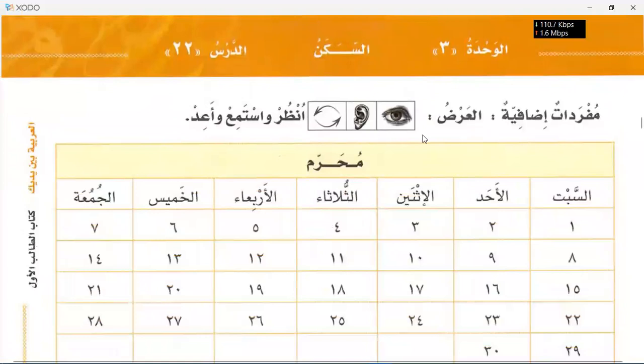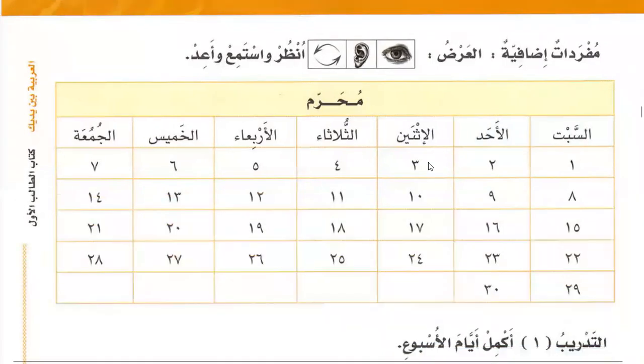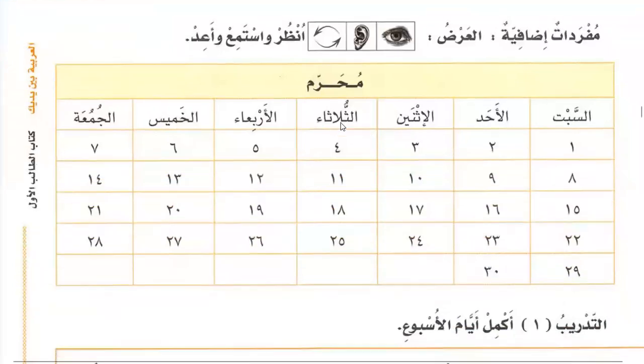Okay. Additional vocabulary presentation: look and listen and repeat. So these are the days of the week in Arabic. Sabt means Saturday. Ahad means Sunday. So Miss Karima, read and translate them. As-sabtu is Saturday. Al Ahad is Sunday. Al Isnain is Monday. Al Sulasa is Tuesday. Al Arbi'a is Wednesday. Al Khamis is Thursday. And Al Juma is Friday.